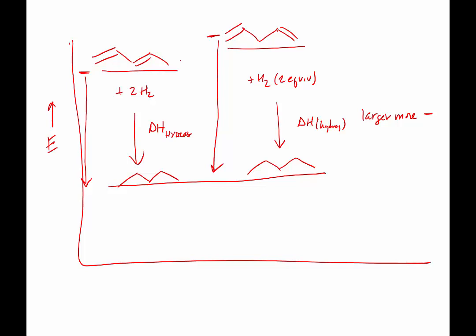Larger way, more negative, because it's more exothermic. So the difference between the two molecules would represent how much more stable the conjugated diene is than the isolated one.